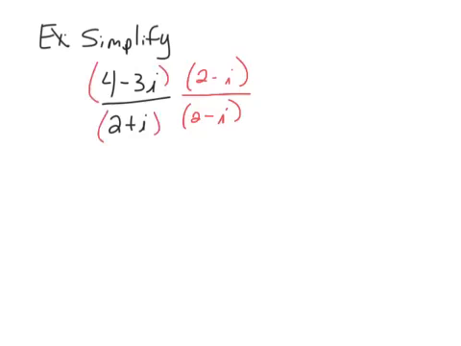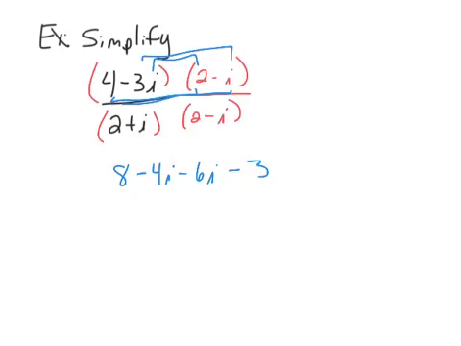And then this is just binomial multiplication. We're going to multiply it through and simplify, and when you're done, you should have a whole number in your denominator. So here we go. 4 times 2, if I do the top, I have 8. That's 4 times 2, and then the 4 times negative i, so that's minus 4i. And then negative 3i times 2, that's minus 6i. And then finally negative 3i times negative i, that's going to be a positive 3i squared, which turns it into minus 3, if I did that right.